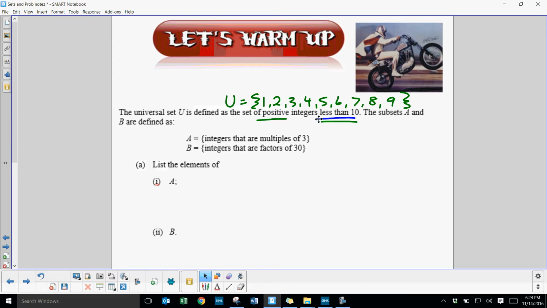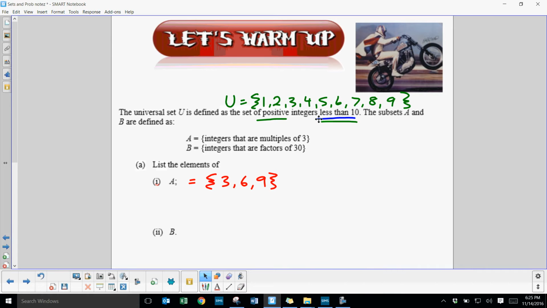The subsets A and B are defined as A is the integers that are multiples of 3. So of course they have to be part of the universal set. If you look in the universal set above in green, the only multiples of 3 are 3, 6, and 9. So list the elements of A, you've already got the answers. 3, 6, and 9. Let's close the curly brackets.